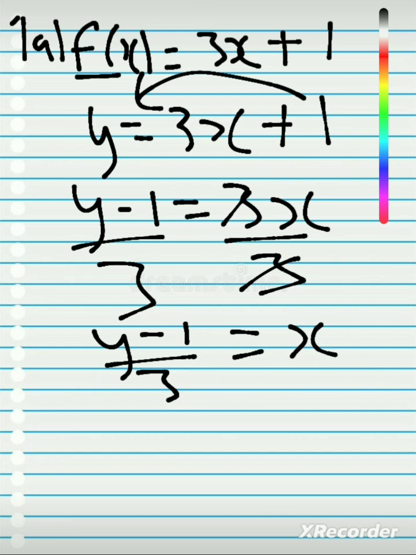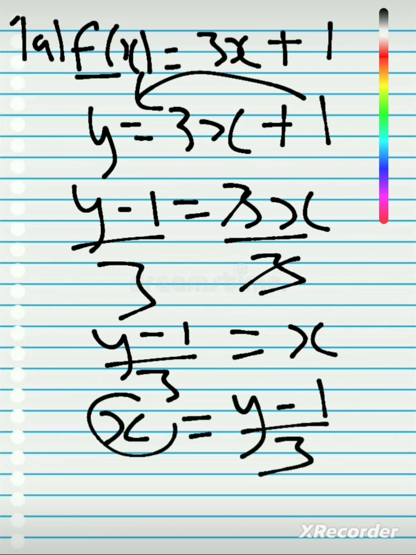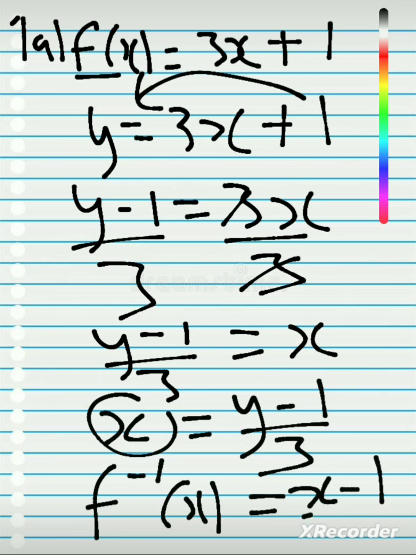So from here, you can rearrange. You write your x on the left if you want, and your (y minus 1) over 3 here. So the final step is this becomes f inverse of x, and y becomes x. That's the last part of the procedure. So this is your f inverse of x.